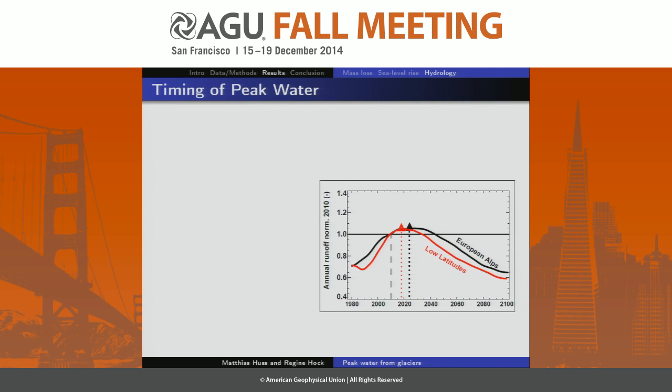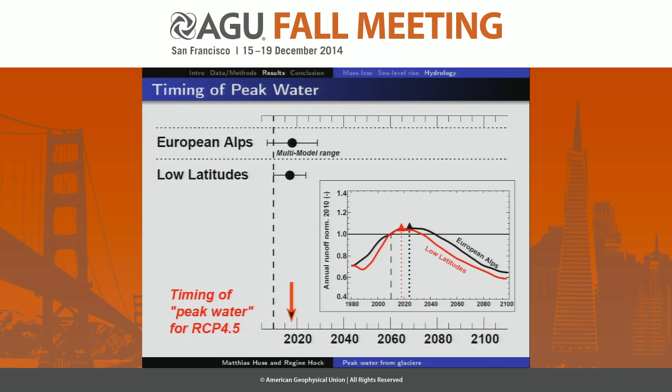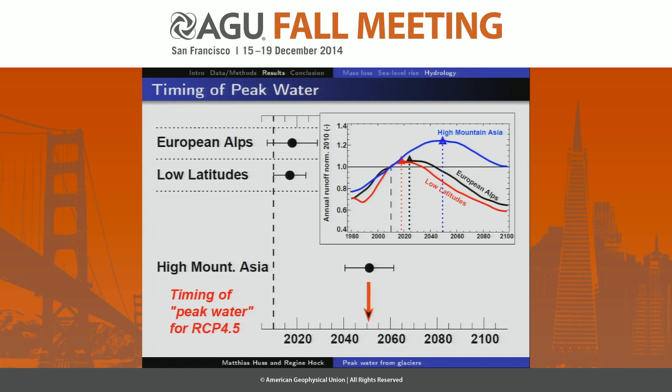So for the European Alps and glaciers in South America, we are very shortly in front of peak water. We are right now in a period with glacier mass loss and increasing runoff, but we expect that runoff will decrease in the next decades. So we can say peak water is expected in 5 to 10 years in these regions with relatively small glaciers and small glacierization.